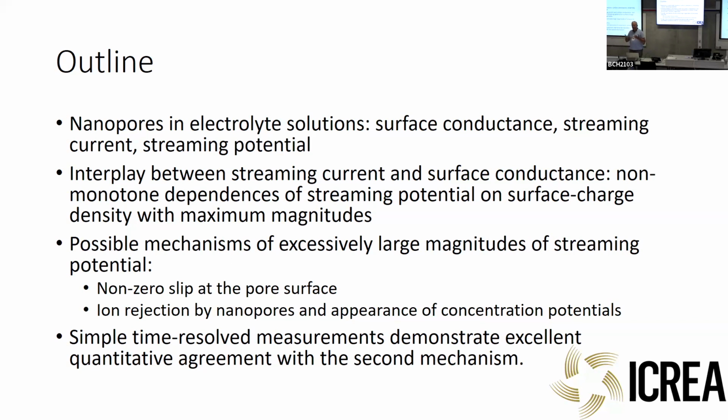Well, I'm not saying there is no slip, but here we can explain the results in a more conventional way, but we need to take into account some phenomena which we see in time resolved measurements. And they are, you will see, very simple. So extremely simple measurements to do. So at least for this kind of materials, the conclusion will be that this second explanation in terms of ion rejection by nanopores is more plausible.